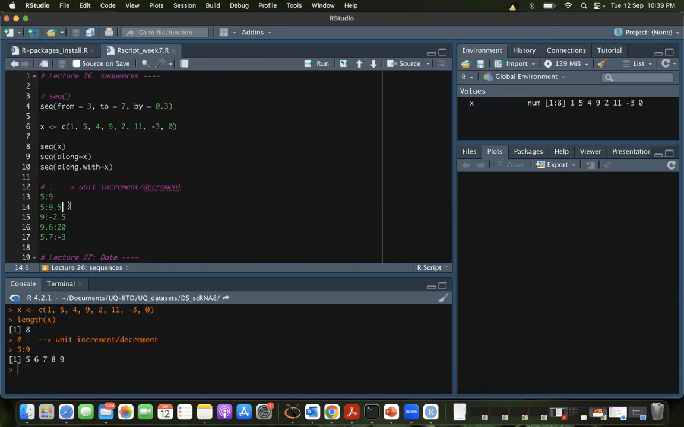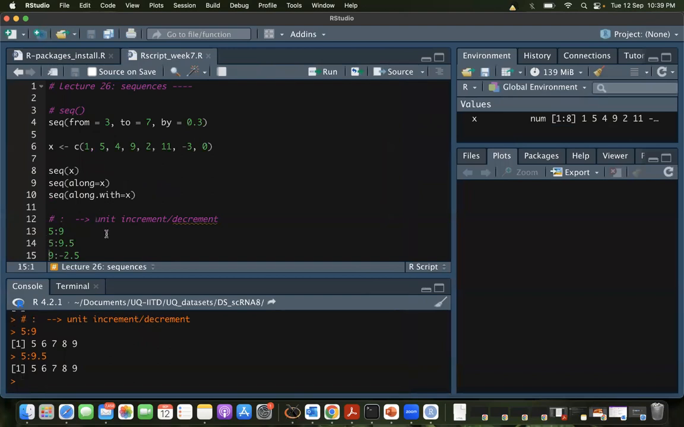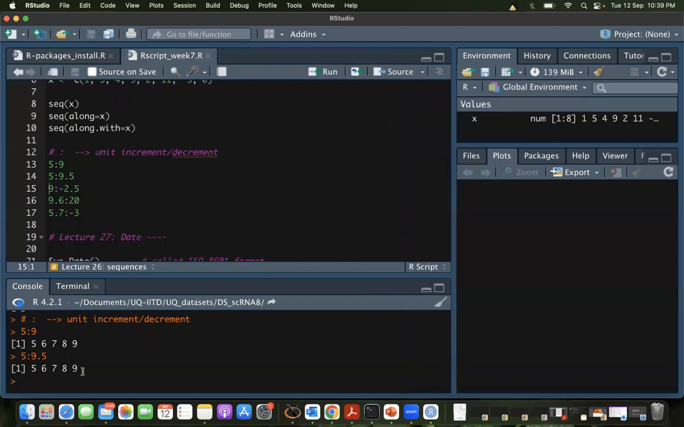Now, if instead of 9, I give 9.5, it's still going to give me the same answer. Why? Because the next element would be 10, which would cross this upper limit, so it won't go there. Likewise, I can also do a decrement. The first element is 9, and then it goes down 8, 7, 6, 5, 4, 3, 2, 1, 0, -1, -2, right? It would not go beyond -2 because on the number line, -3 is lesser than -2, so it won't jump that limit.